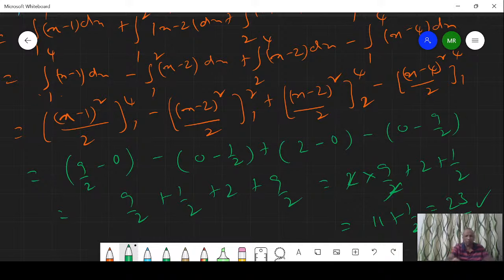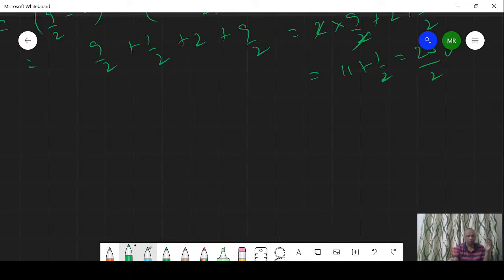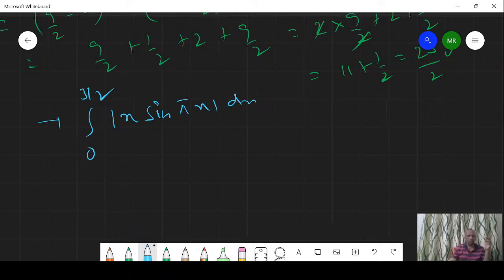Integral 0 to 3 by 2, mod x sine pi x dx. Integral 0 to 3 by 2 mod x sine pi x. This is x only. Don't think about this is x. Here also this is x. Mod x sine pi x dx.